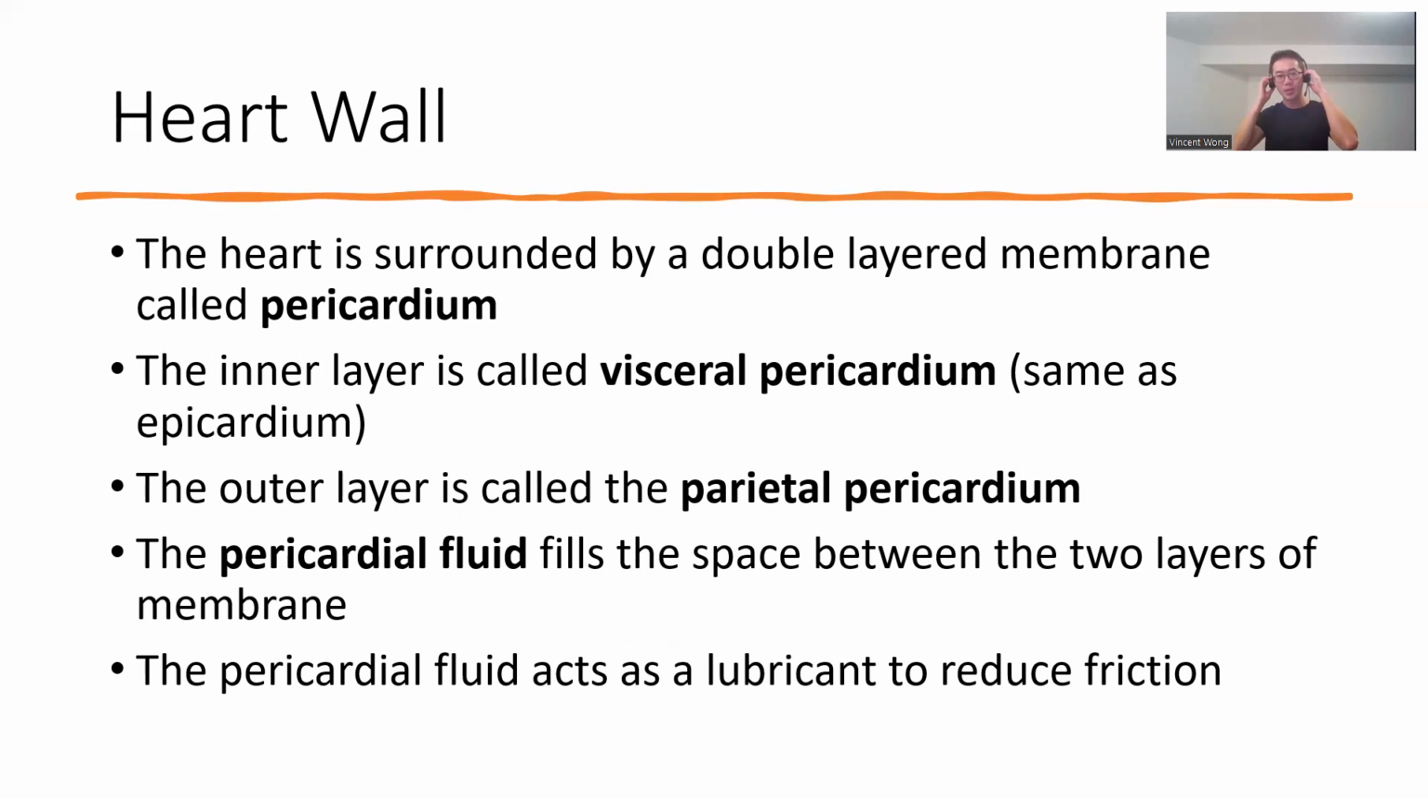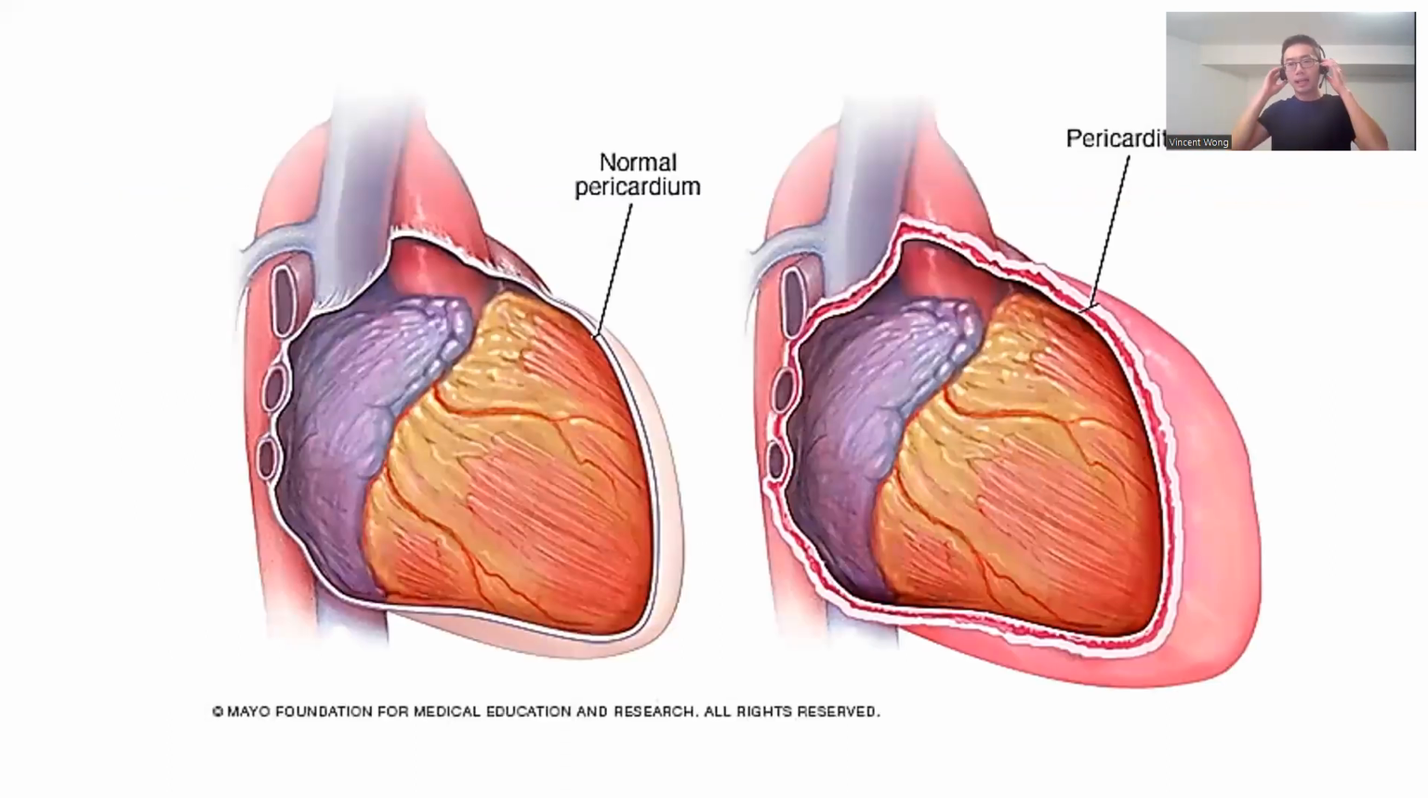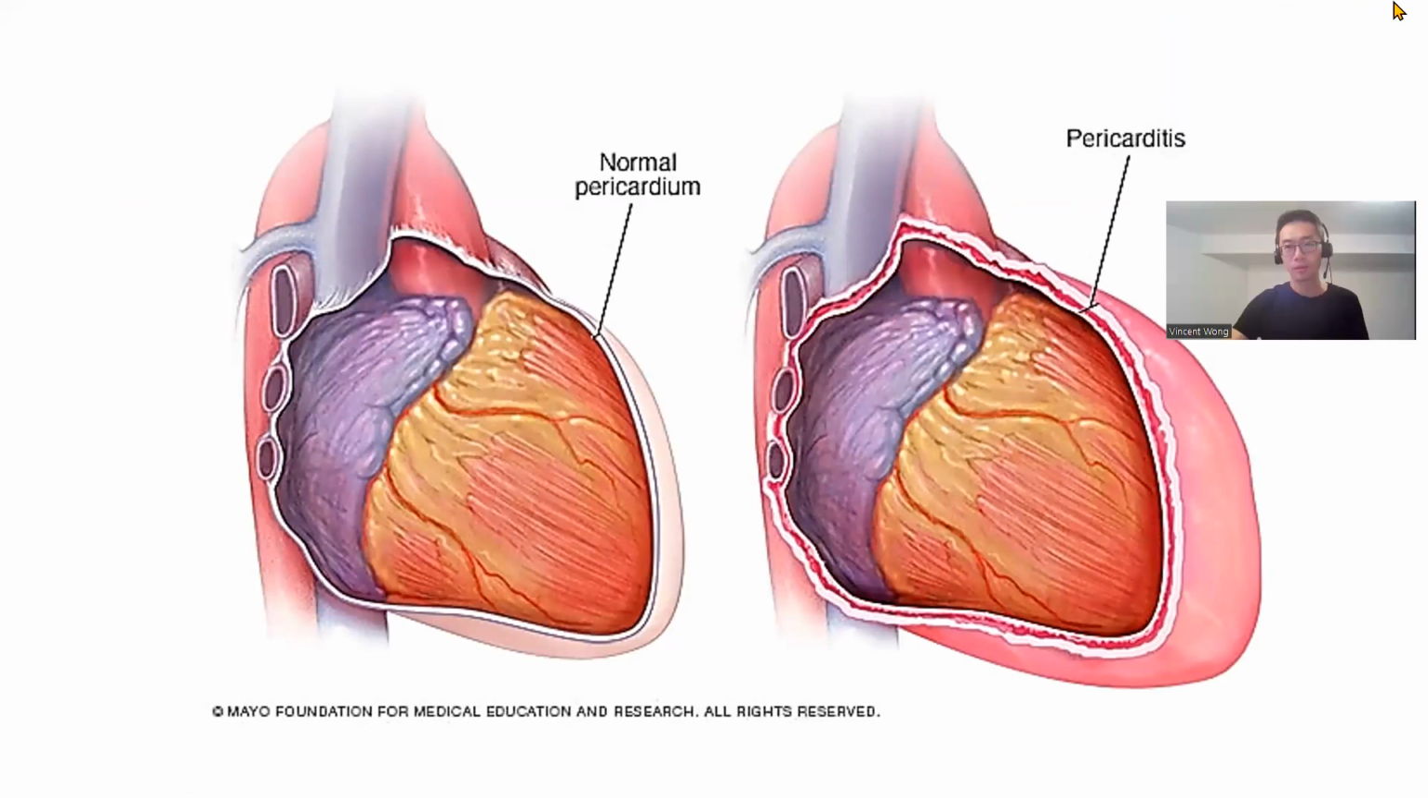So everything I told you is written here. You can read it through yourself. Okay. Now, sometimes in addition to telling you the structures and the function, I will also tell you a little bit about what happens when they are not working properly. Right? So this is a normal pericardium. The pericardium can get infected and then it will become inflamed.